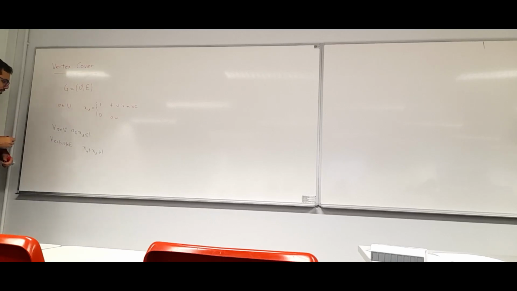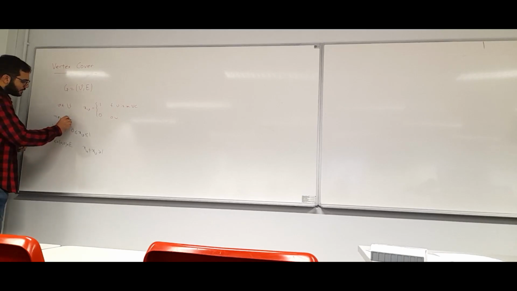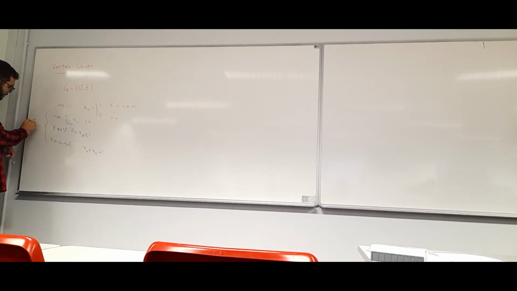Okay, so this is now the set of constraints that I want, but in my ILP I want to also minimize or maximize something. So what is it that I want to minimize? I want to minimize the size of my vertex cover. Now, how do I write the size of my vertex cover based on these variables? Well, it's just the sum of all of these variables. So I want to minimize the sum of all x of v subject to these constraints. So this whole thing is my ILP.